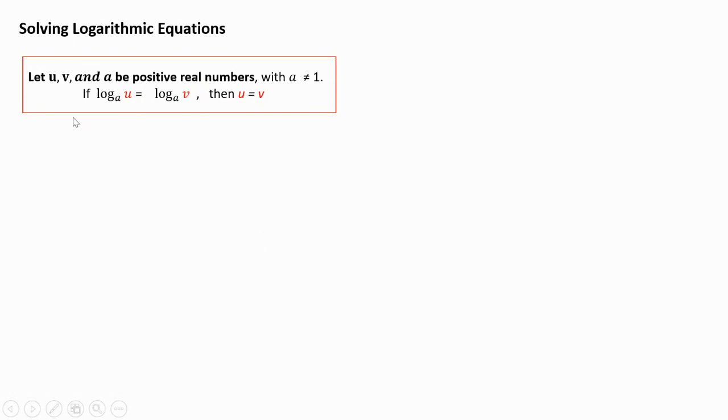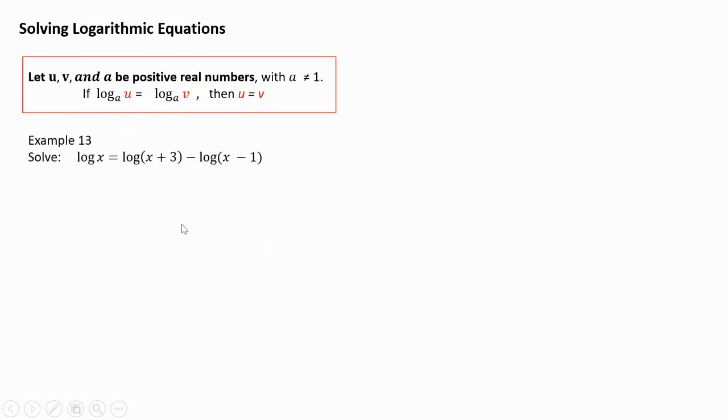So again, this is another rule here. It says, let u, v, and a be positive real numbers, where a cannot equal 1. So here's the rule: if log base a of u equals log base a of v, then u must equal v. In other words, if you have the same base on both sides, like log base a, then these values must equal each other. That's what this rule is saying.